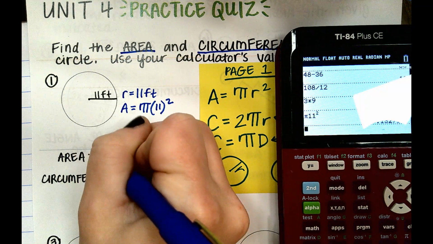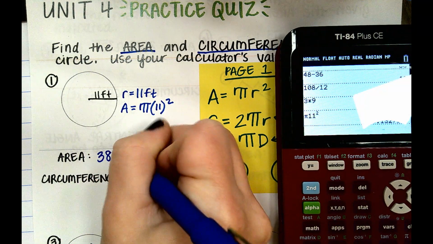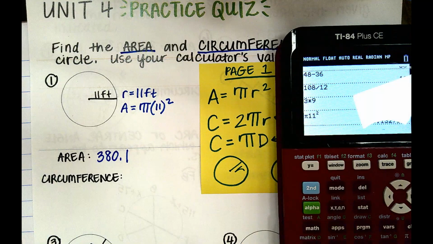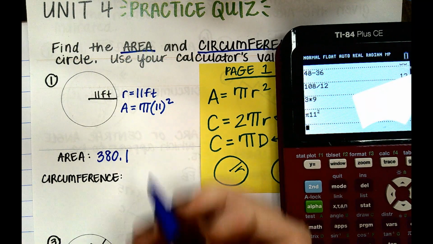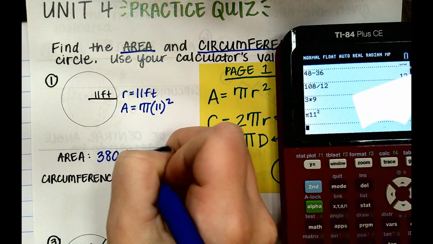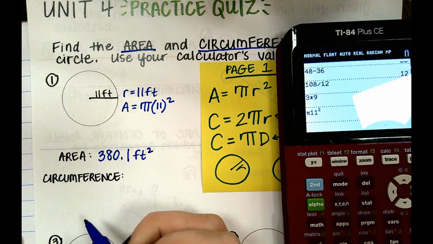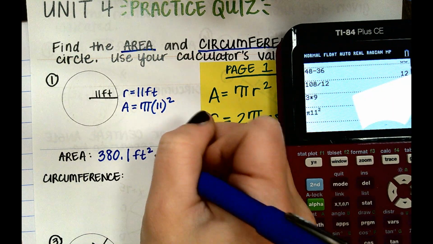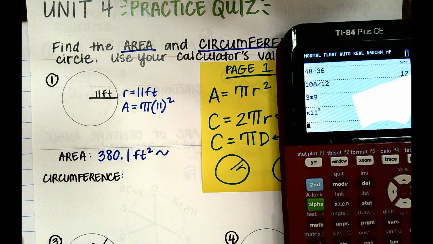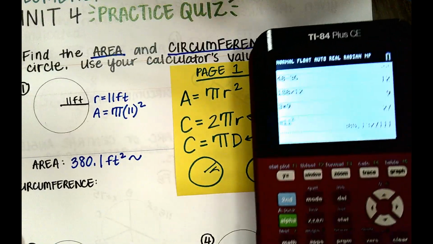So 380.1. What would my units be? Feet squared. And because this is approximate, what do I need at the end? The squiggly. This is the tilde. That means approximately 380.1 feet.